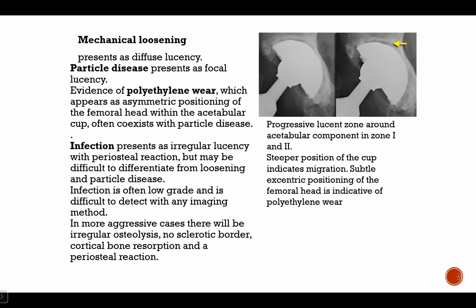This radiograph shows a progressive lucent zone around the acetabular component in zones 1 and 2, and is considered abnormal because the lucency is present in zone 2.